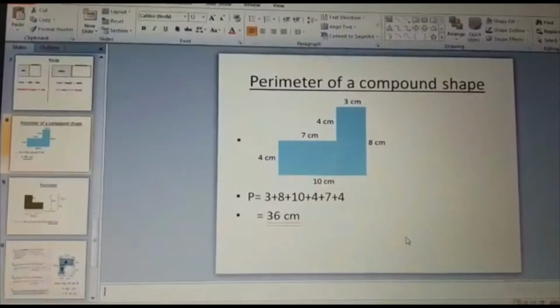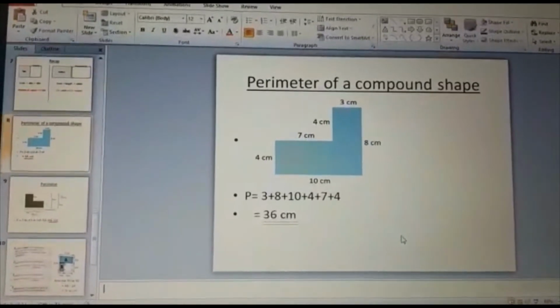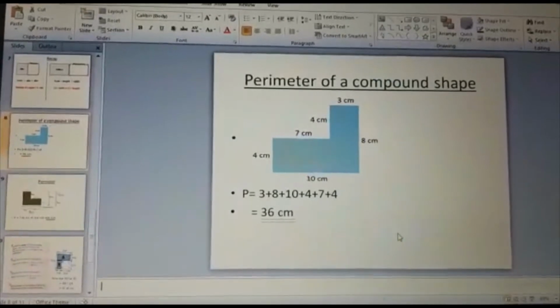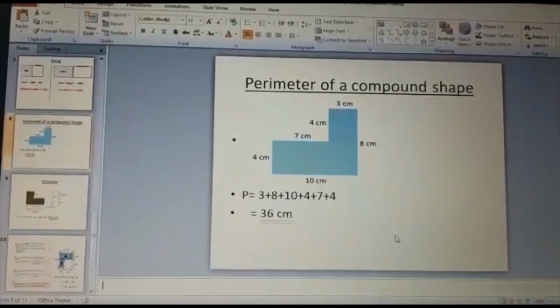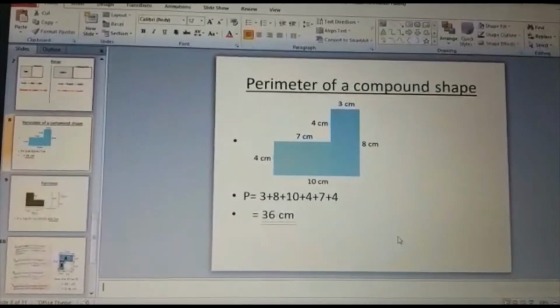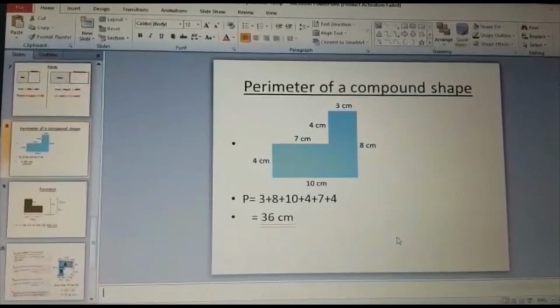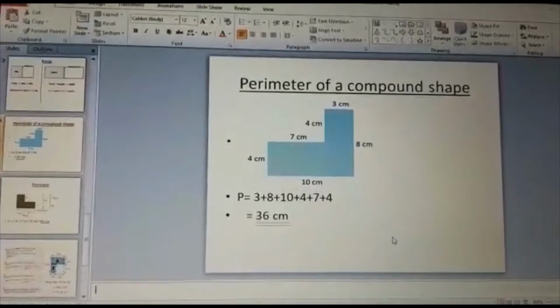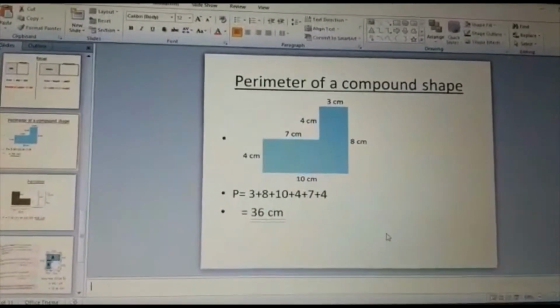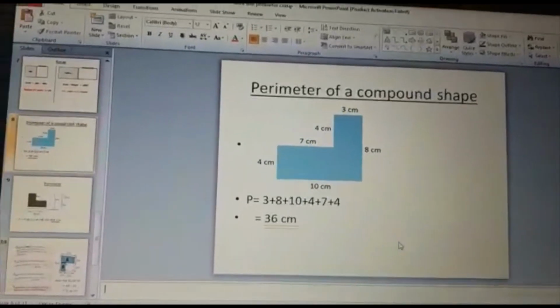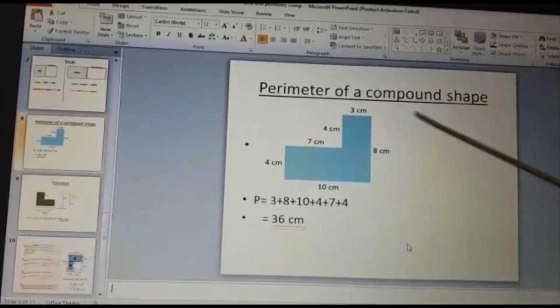Okay, so yesterday I uploaded a video. In that we just discussed the introduction to area and perimeter. What is area, what is perimeter, those equations, everything we discussed in that. Today we are going to start with perimeter and area of compound shapes. Okay, perimeter and area of compound shapes.